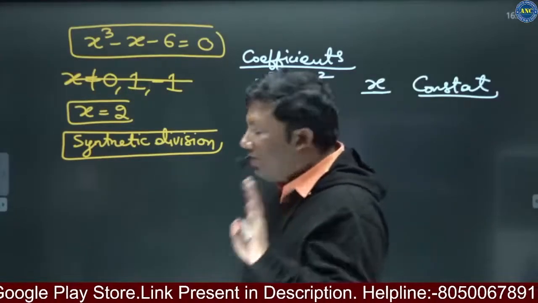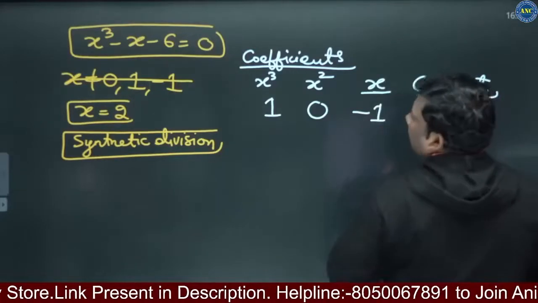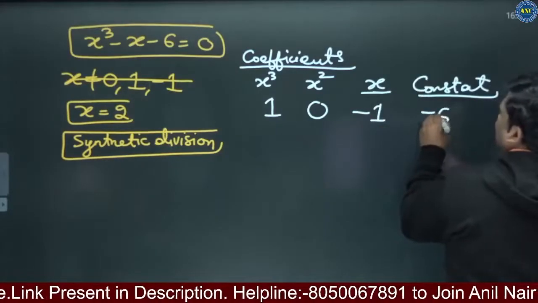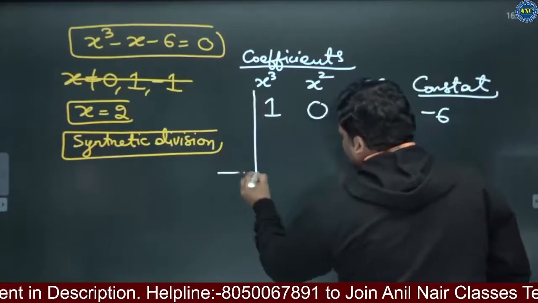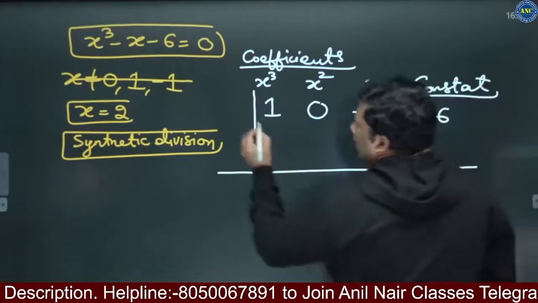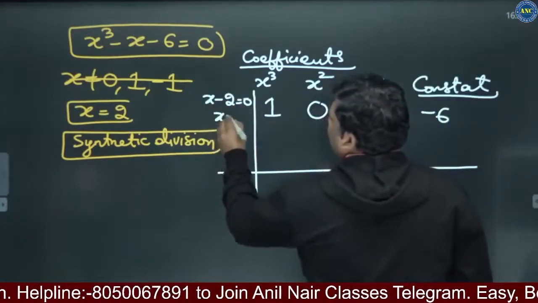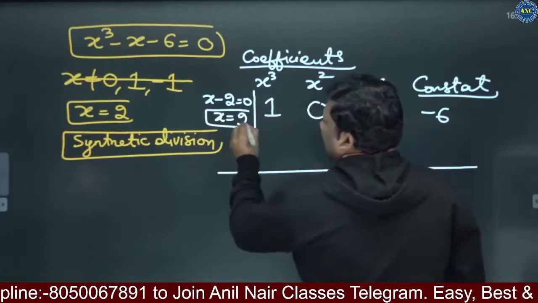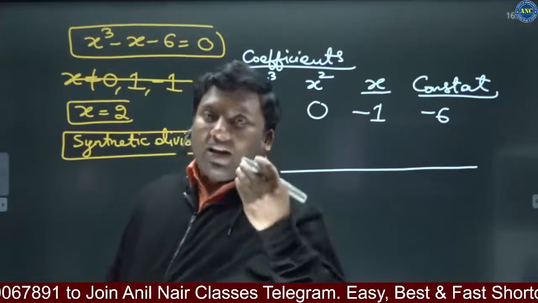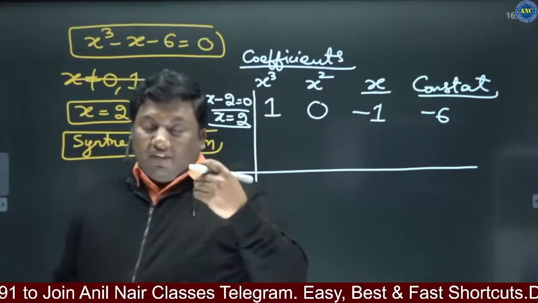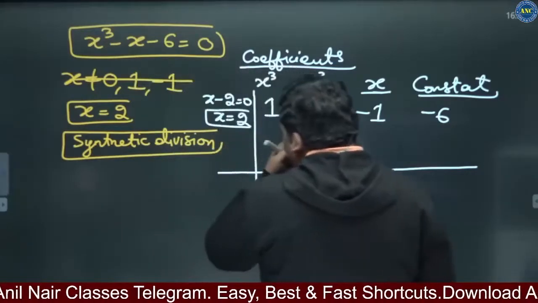Coefficient of x cubed is 1, x squared is not there so 0, x is minus 1, constant is minus 6. In synthetic division, first write down the coefficients. You are dividing by x equivalent to 2, that means x minus 2 is a factor. Are you all with me? If you put x equivalent to 3 and it satisfies, then x minus 3 is a factor of p of x. Since x equivalent to 2 is satisfying, x minus 2 is a factor.